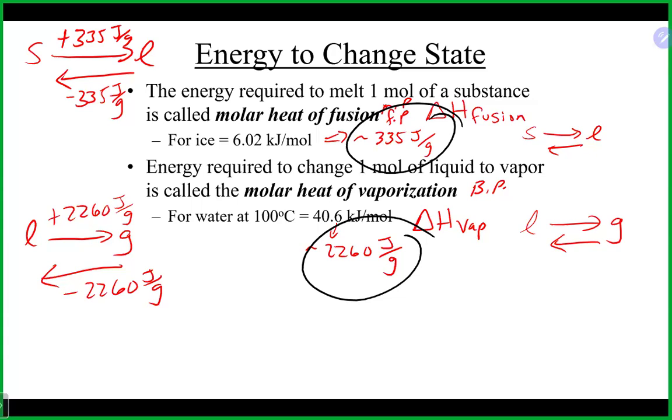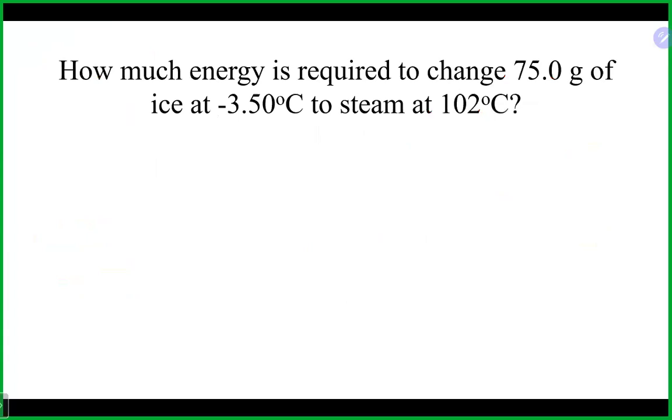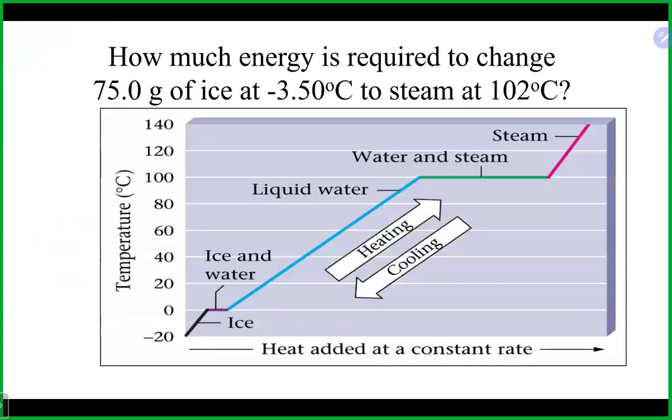Once again, as I mentioned earlier, these values are specifically for water. If you're dealing with some other substance, you would have different values, and also different melting points, boiling points and freezing points for those other substances. So let's say we're going to do this problem here, and we want to know how much energy is required to change 75 grams of ice at minus 3.5 degrees Celsius all the way up to steam at 102 degrees Celsius.